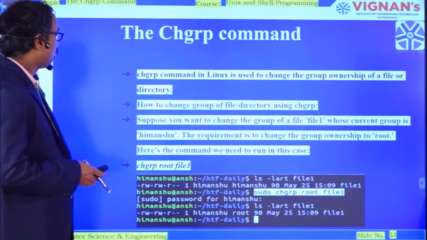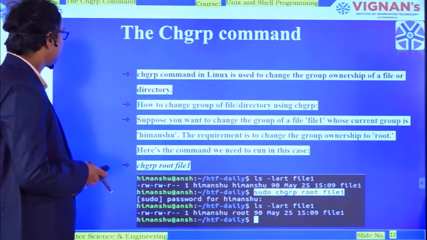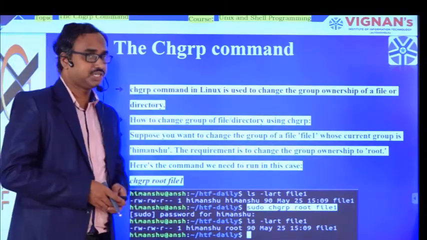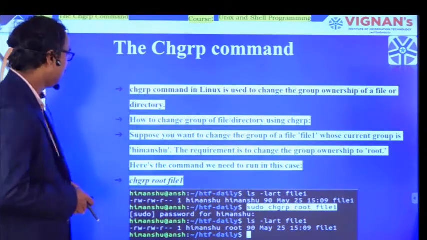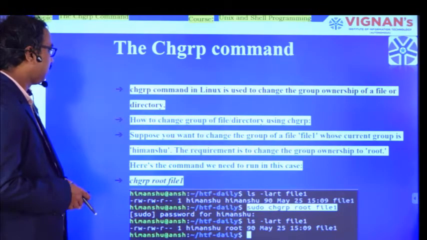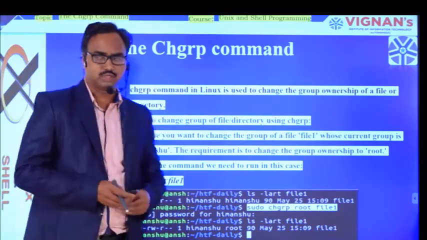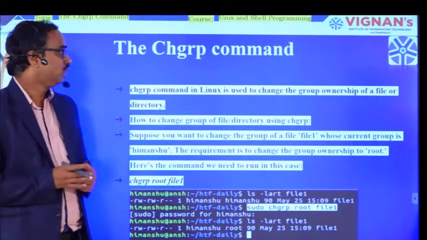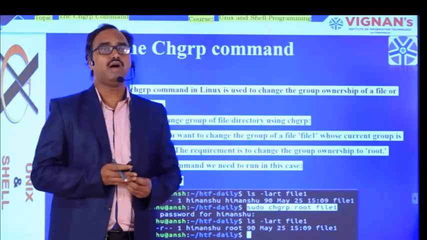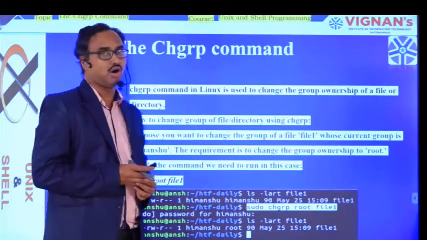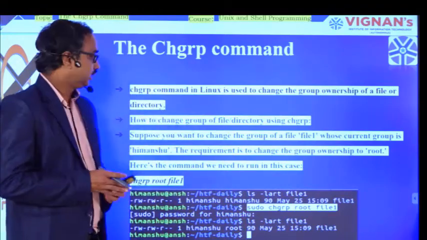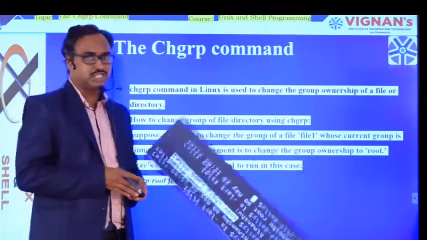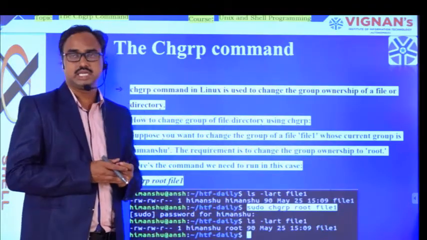After completion of the chown command, now we will go through the chgrp command. Chgrp stands for change group. As I said earlier, in Unix or Linux, whichever operating system you take, the main purpose of the chgrp command is to change the group ownership of a file or a directory.